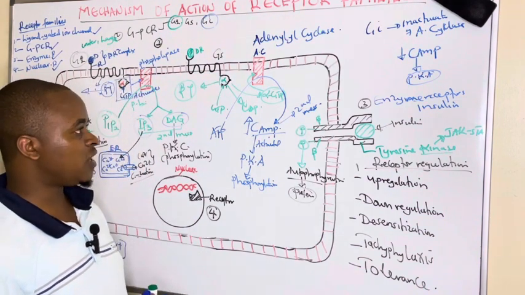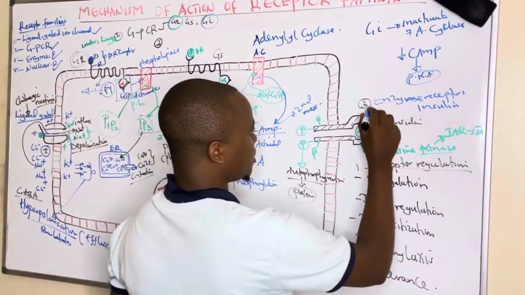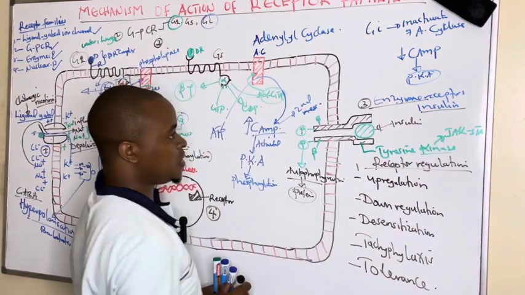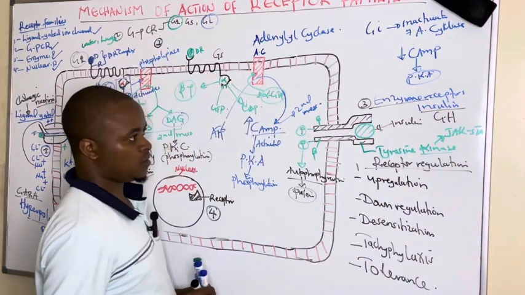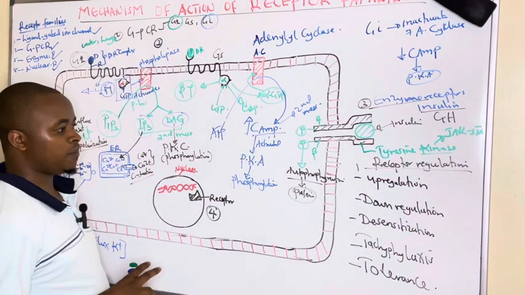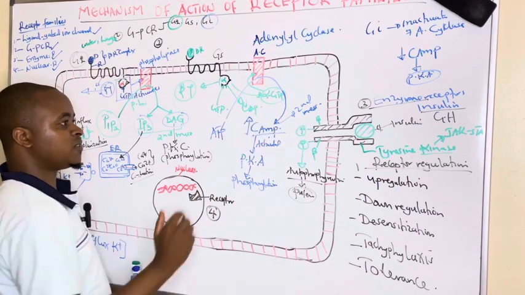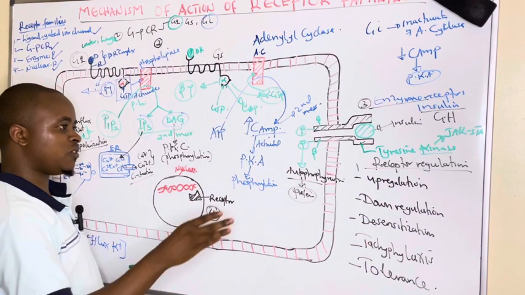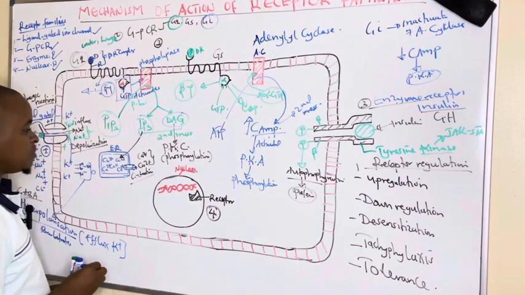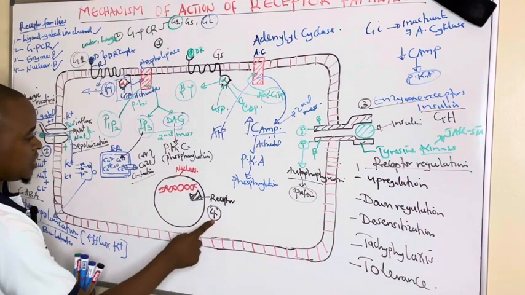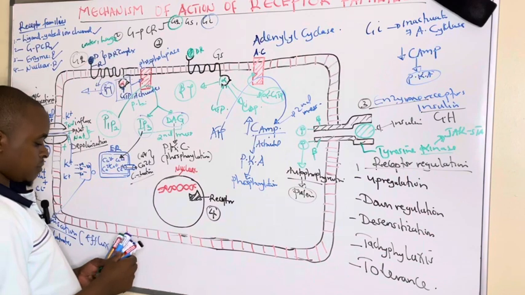That is the mechanism of action of enzyme receptors such as insulin, and another type you can use is growth hormone. They can also do the same by phosphorylating the beta subunit of tyrosine kinase. Lastly, we can talk about mechanism number 4, which is nuclear receptors.